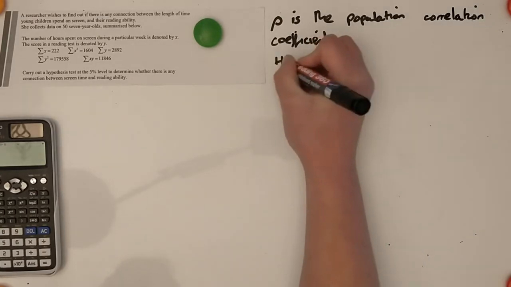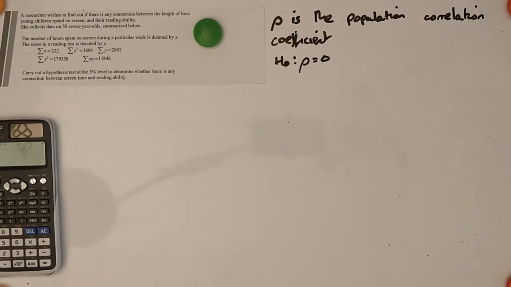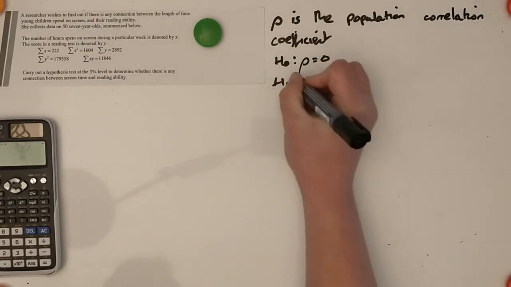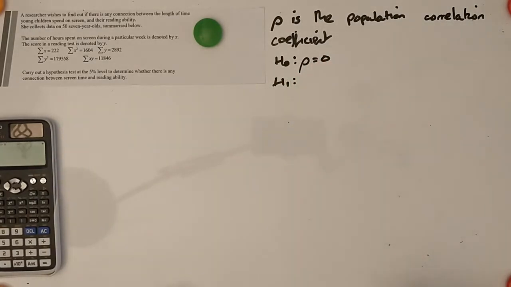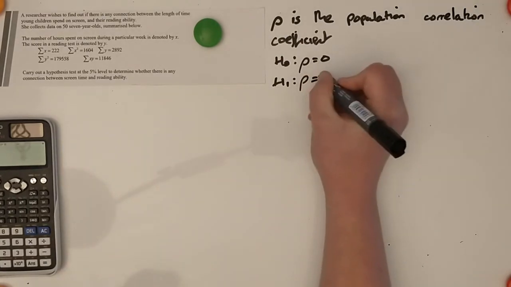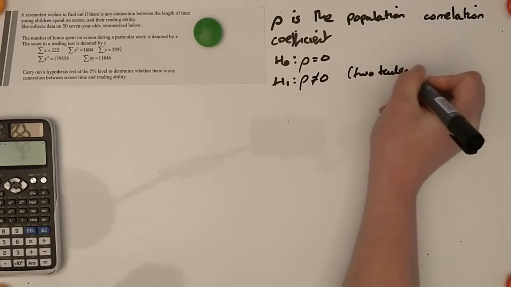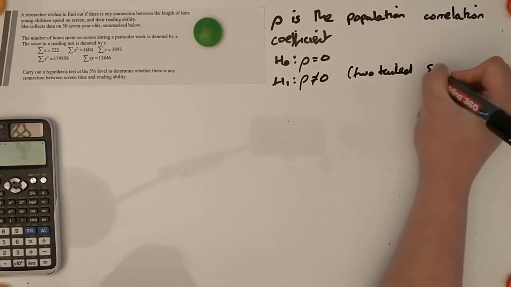Then our H0 is always rho equals 0, so there is no correlation. And H1 would be rho is bigger than 0, or less than 0 if it's a positive or a negative. But this is two-tailed, so we're just doing rho is not equal to 0. And it's at the 5% level.